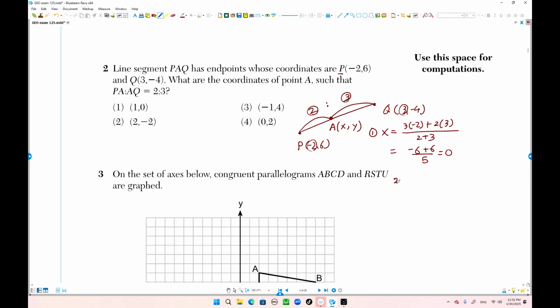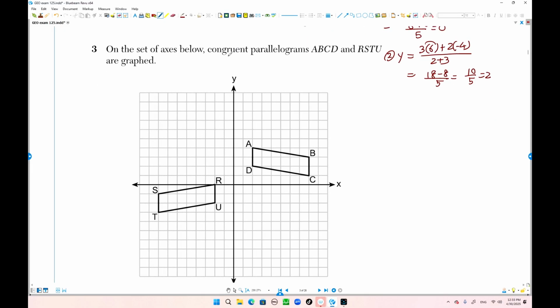Second one is the y coordinate. 3 times the y coordinate, the other side. So 3 times 6 plus 2 times negative 4, over 2 plus 3, which is 5, right? So that is 18 minus 8 over 5. Equals what? 10 over 5 equals 2. So this point is 0 and 2, and that is the answer. Use the formula, that is the easier way. The next one over here.